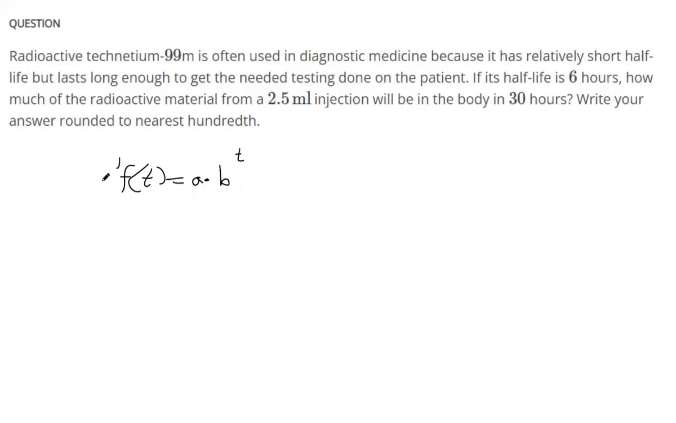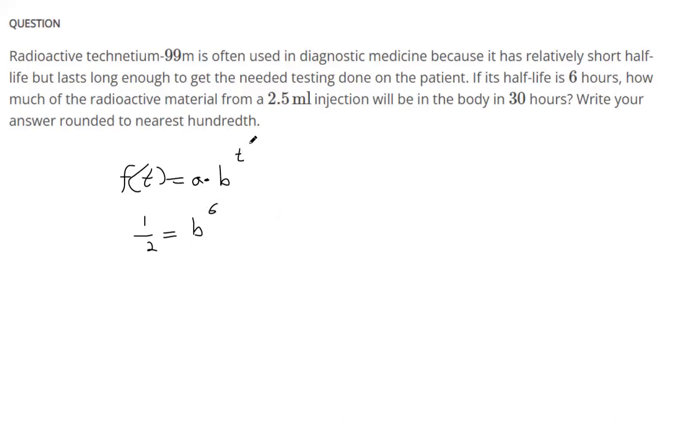We know half of a is left over after that time, and if you divide both sides by a, you'll get this. So half of it is left. Actually, I can replace t. Half is left after 6 hours. That's what that first equation can mean.